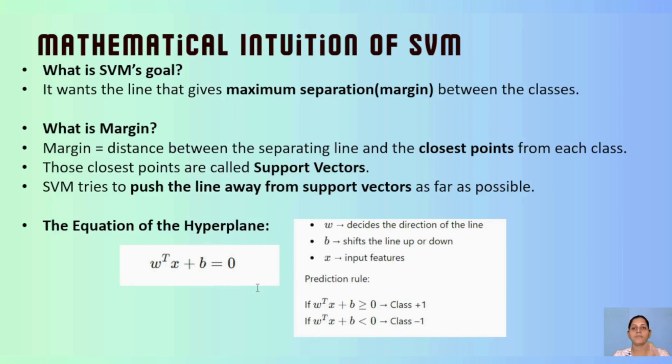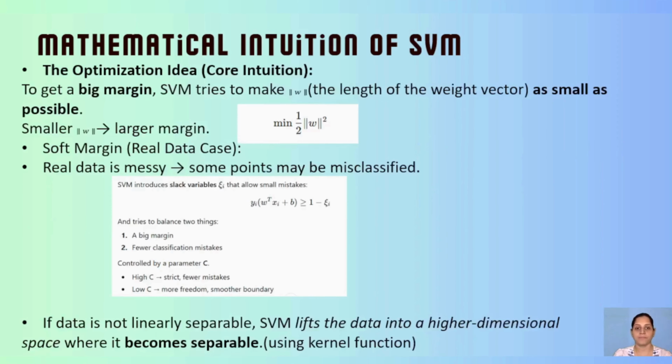So how is your prediction happening? If my Wx plus b is greater than 0, it's going to be class 1. Suppose you have two classes, class plus 1 and class minus 1. If the output of this Wx plus b is greater than or equal to 0, then we are going to consider that the plus 1 class. If it is less, then we are going to consider that a minus 1 class. So that is the concept behind the Wx plus b formula.